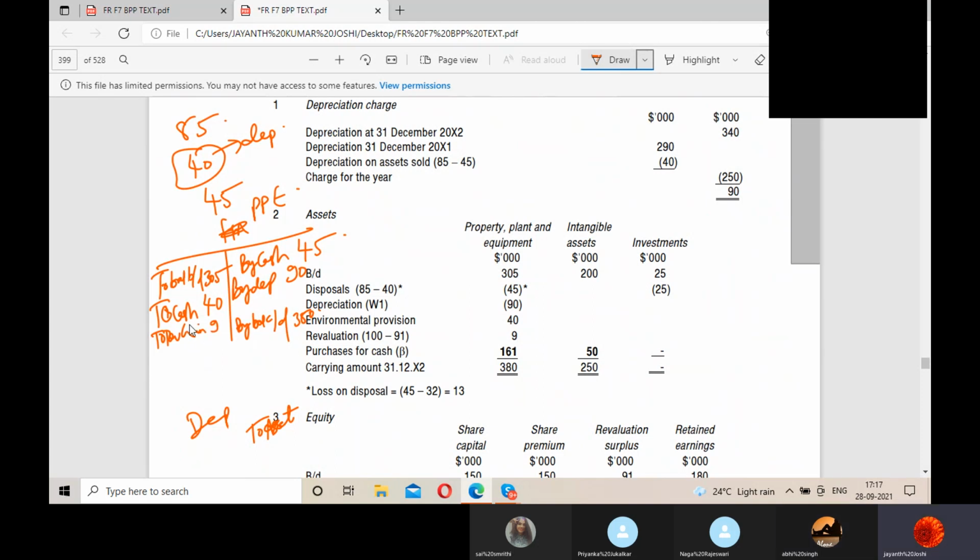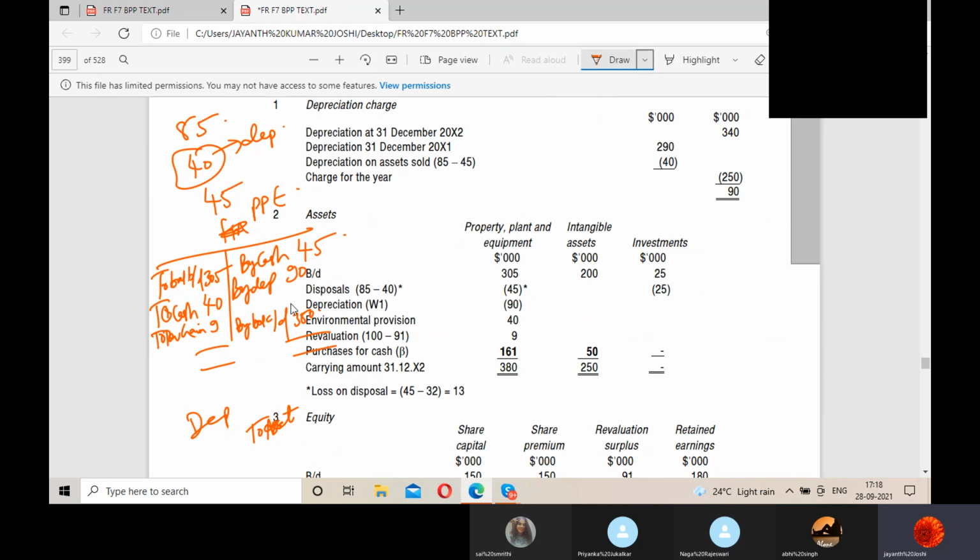So in US GAAP, there is no chance of upward revaluation. Only downward revaluation is considered. Sir, they won't consider the upward increase in the asset value in US GAAP. Only the asset value which falls is considered. Okay. Don't worry about US GAAP. This is IFRS.